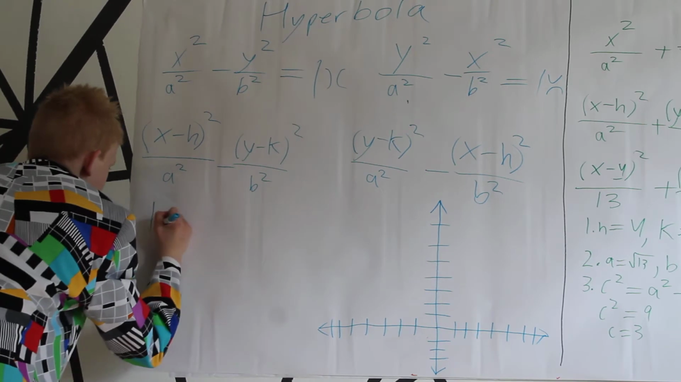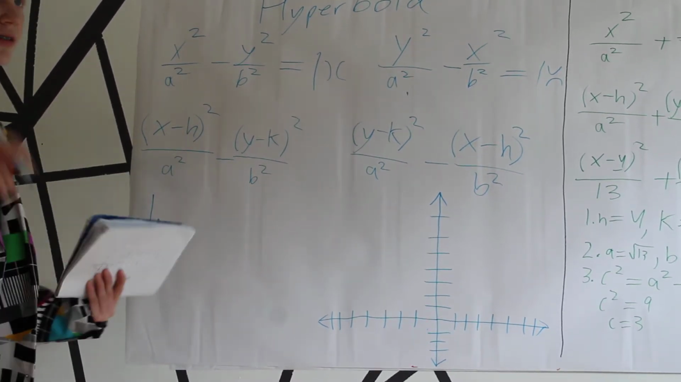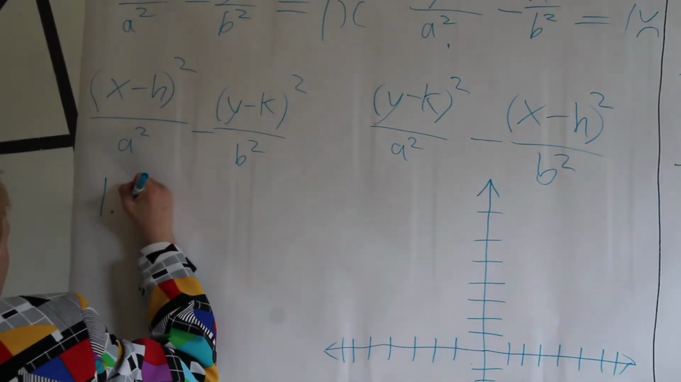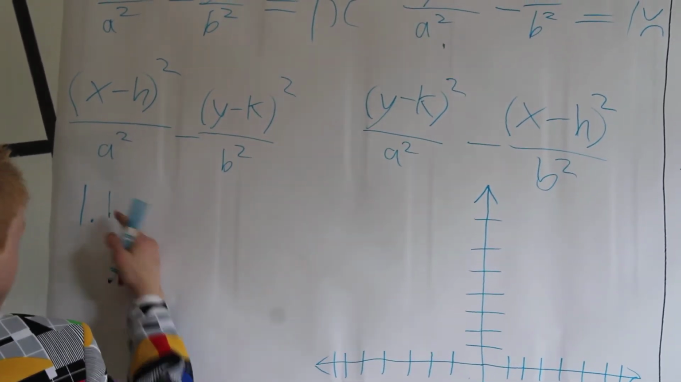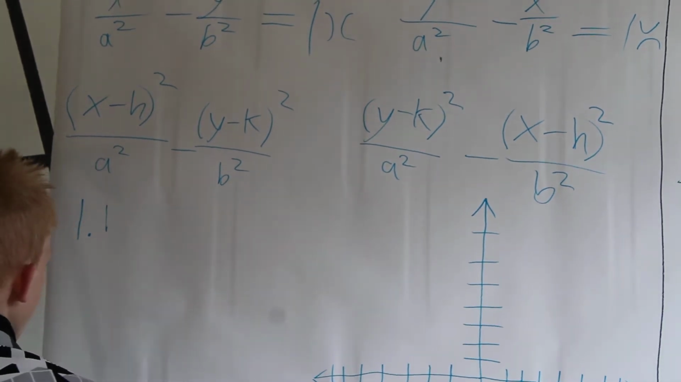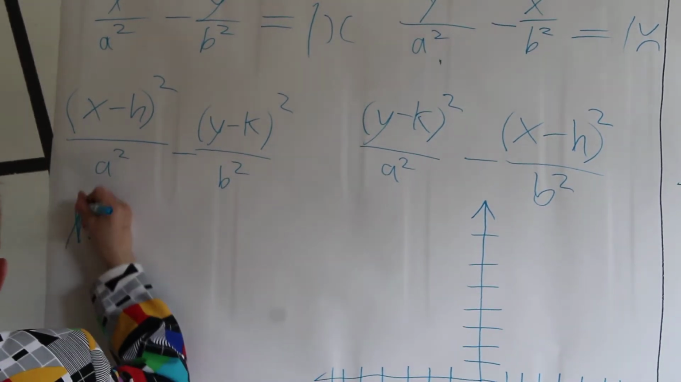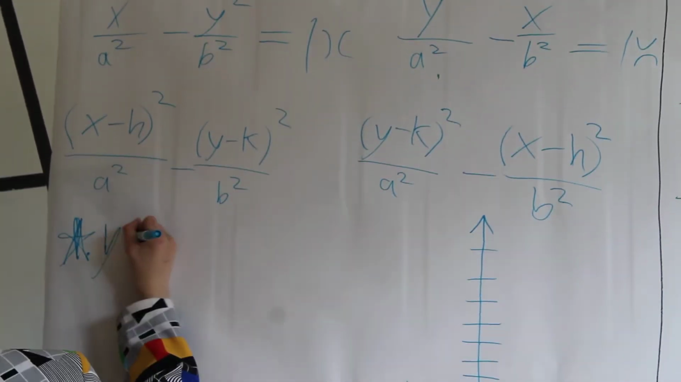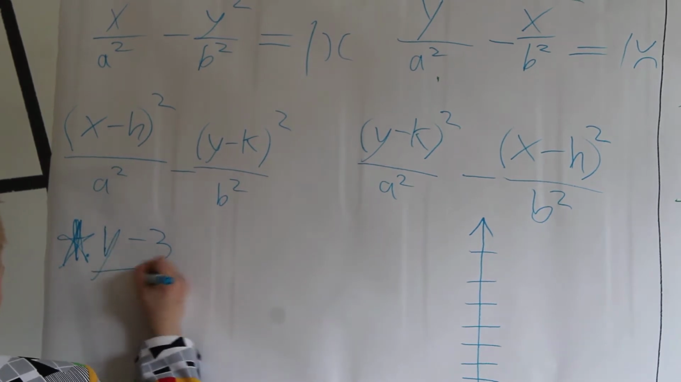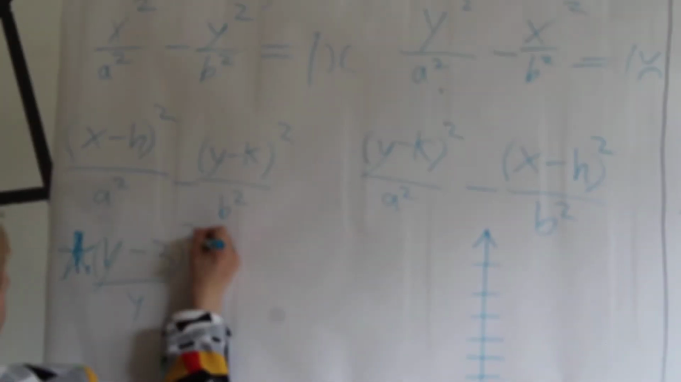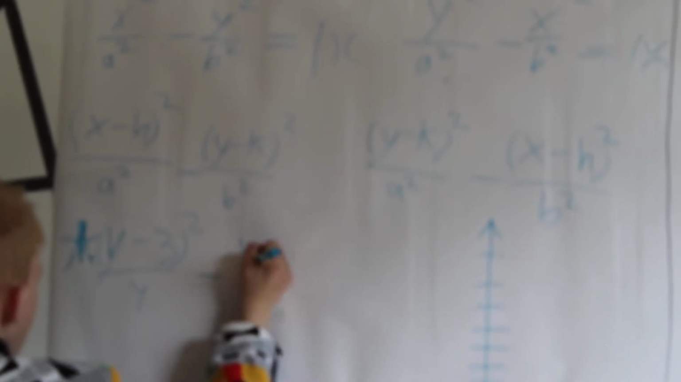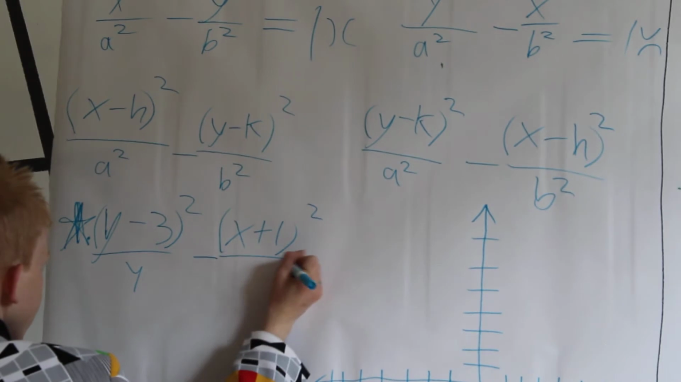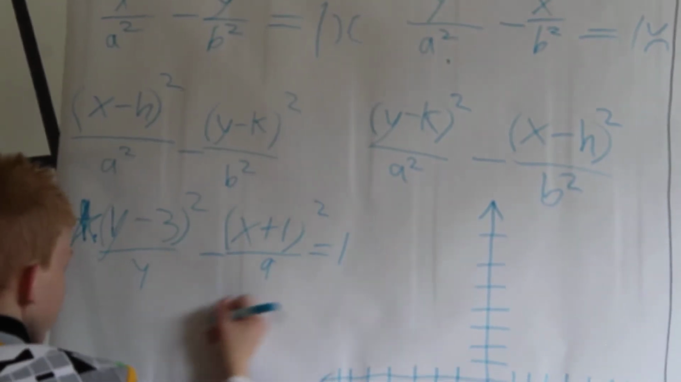So the first one, h and k for this one, just like all the other ones. H and k is your center. So that's very important to get. Oh, I have to give you a practice problem. My bad, that might be important. Alright, our practice problem is going to be y minus 3 squared over 4 minus x plus 1 squared over 9 equals 1.